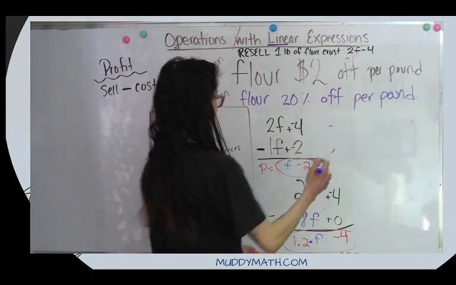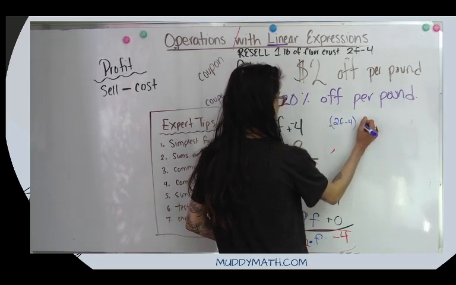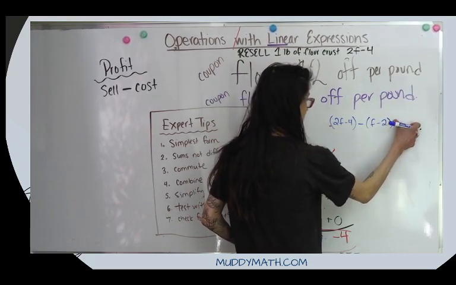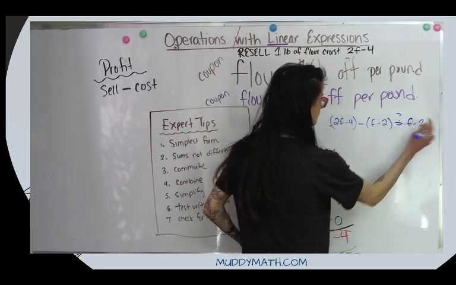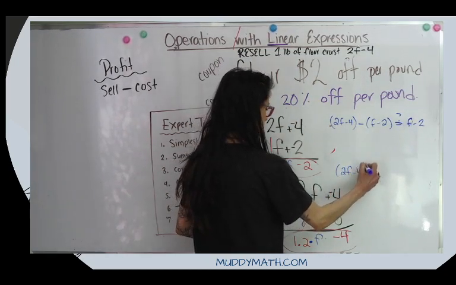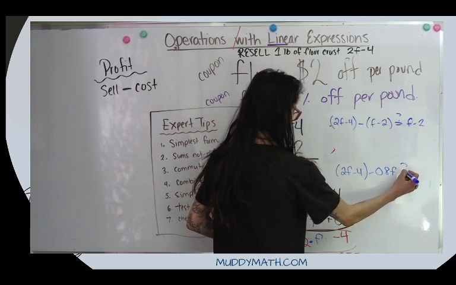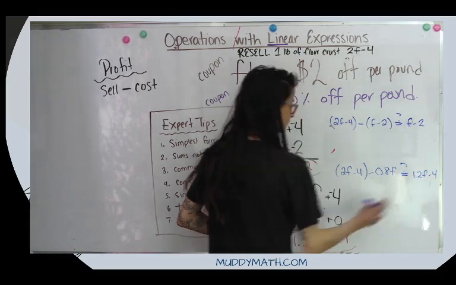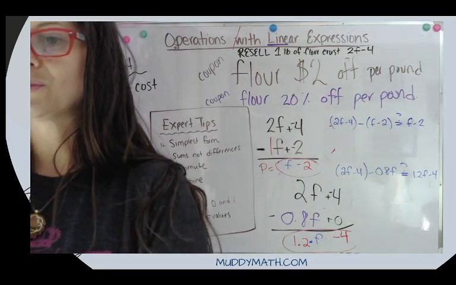Okay, so if I have 2f minus 4 minus f minus 2, is that equal to f minus 2? And then in this case we have 2f minus 4 minus 8/10 f. Is that equal to 1.2 f minus 4?